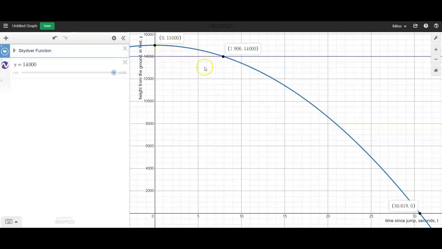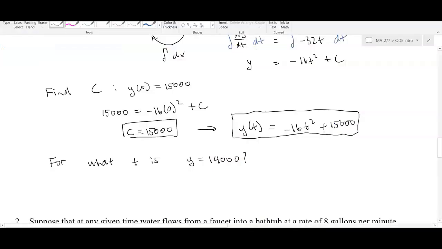vertical, horizontal intercepts, etc. So we see here that it's going to take about 7.9 seconds to reach the height that we are seeking of 14,000 feet. So the skydiver will basically be in the air for about 7.9 seconds. t is about 7.9 seconds. And so just to reproduce that graph that we had here, it looked kind of like this. And this value here was 7.9 comma 14,000.